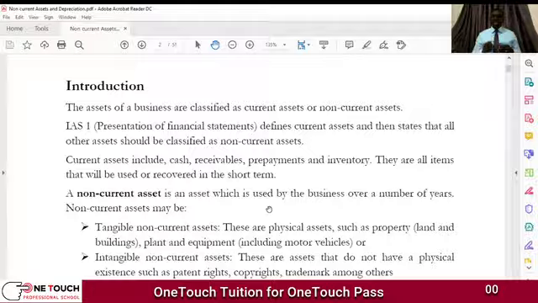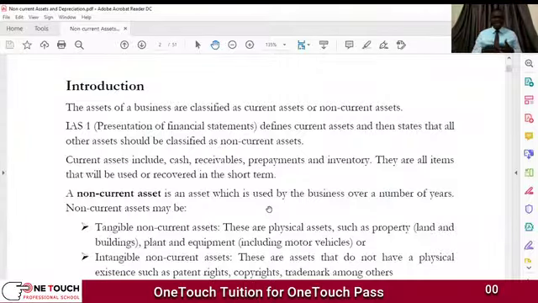So non-current assets are of two forms. You have tangible non-current assets and intangible non-current assets. The tangibles are the physical assets such as property. So a property of a business could be that a business has acquired land. You can see the land, you can touch the land, or they have put up a building. Now you can see the building in its physical structure, in its physical form. Good. Then we have plant and equipment, including what? Motor vehicles. So these are tangible non-current assets.